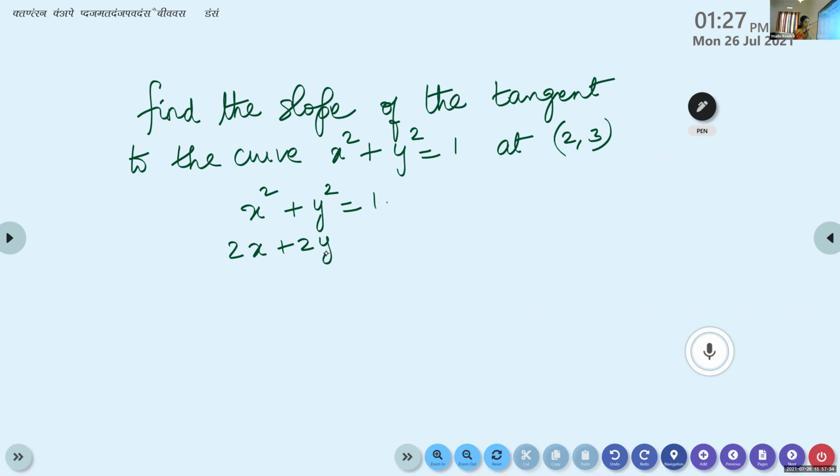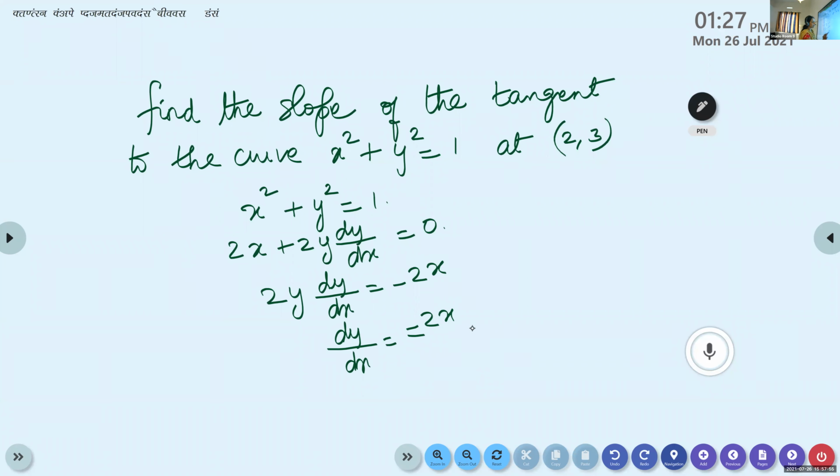You want dy by dx, isn't it? So what is the mistake? Whenever we differentiate the y term, we should write dy by dx. So we can write 2y dy by dx is equal to minus 2x. Therefore, dy by dx is minus 2x by 2y. The 2 will get cancelled, and we get minus x by y.